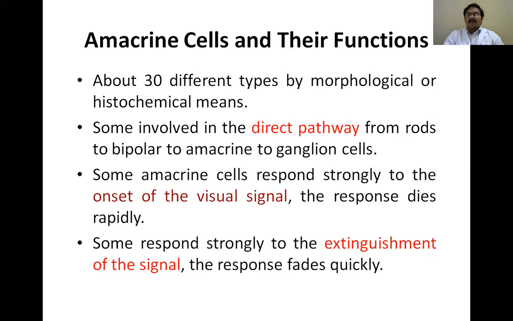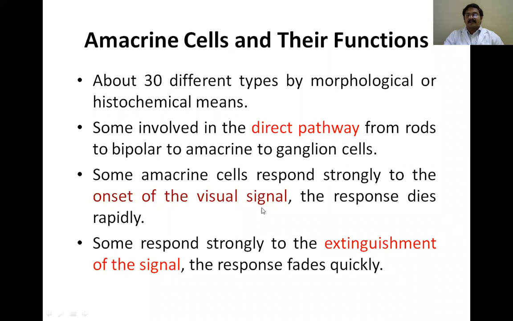Then what are the functions of the amacrine cells? Morphologically and histochemically, there are about 30 different types of amacrine cells. Some are involved in the direct pathway from the rods and cones to bipolar cells, to the amacrine cells, to the ganglion cells.